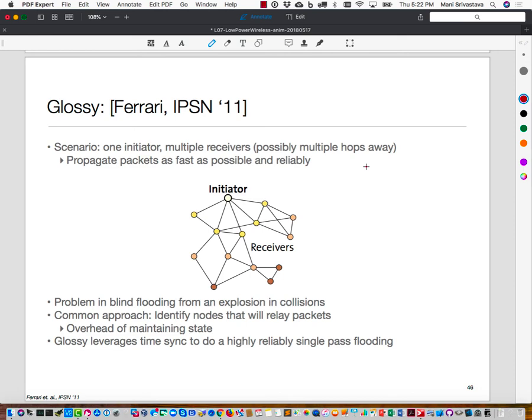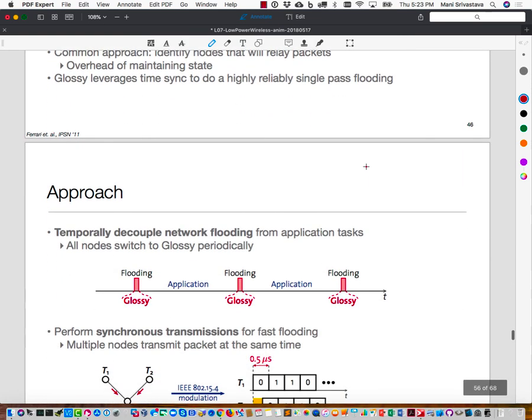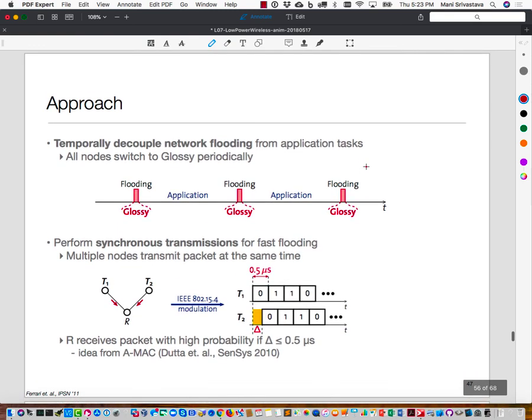So what this algorithm did was provide a way so that I'll just take one pass through the network very efficiently, and everyone will get to know the piece of information, and I don't need to maintain any state. No one needs to know if they're the router or not. That's what Glossy achieved, and let's see how it went about doing it, because it works pretty nicely.